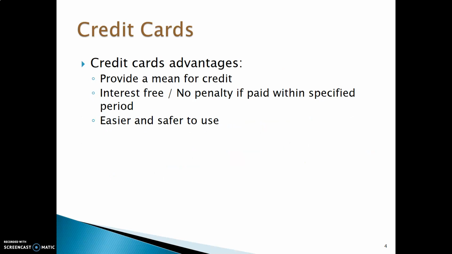What are the advantages? It remains for credit, interest free, no penalty if paid within a specific period, and then easier and safer to use, and a lot of advantages like point juga kita dapat sebab to create loyalty, dapat point, kumpulkan point, and then dapat hadiah lah. Contohnya, kalau semua benda you bayar melalui credit card, so banyak consumption you menggunakan credit card, so you will get the points, and then you boleh claim lah, TV pun boleh. Okay, depend kepada bank tu lah dia bagi hadiah apa.